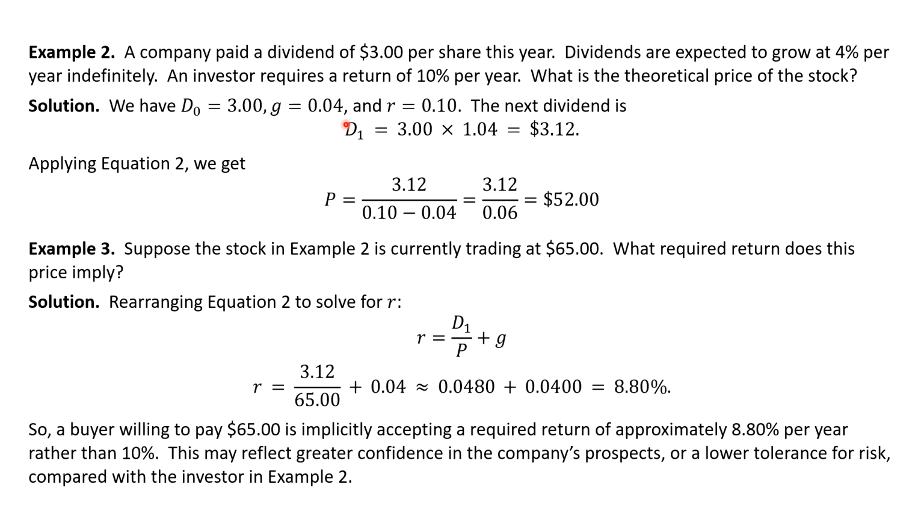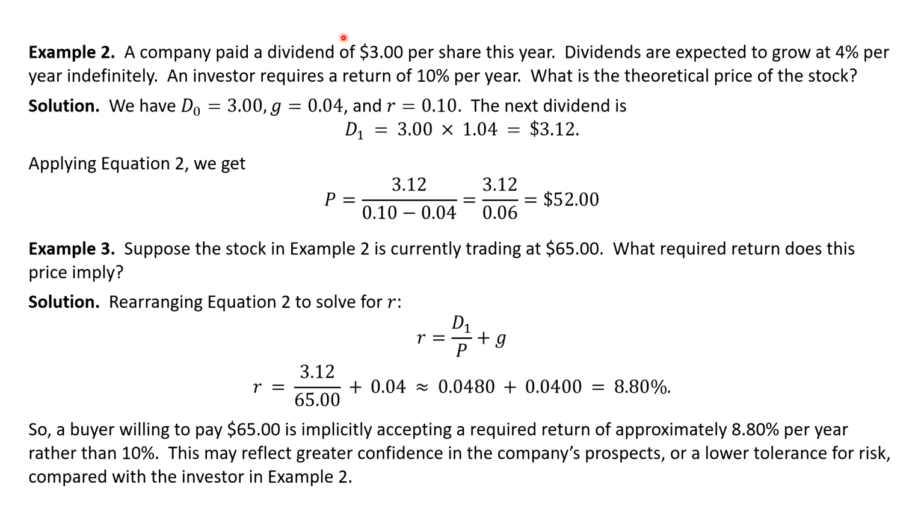We have a couple of examples related to the Gordon growth model. The first one makes use of our formula, equation number 2. A company paid a dividend of $3 per share this year. Dividends are expected to grow at 4% per year indefinitely. An investor requires a return of 10% per year. What is the theoretical price of the stock?